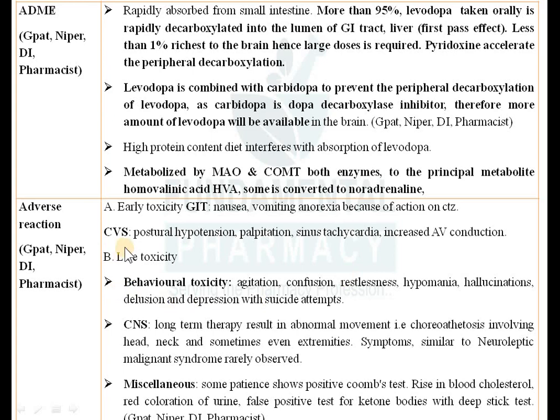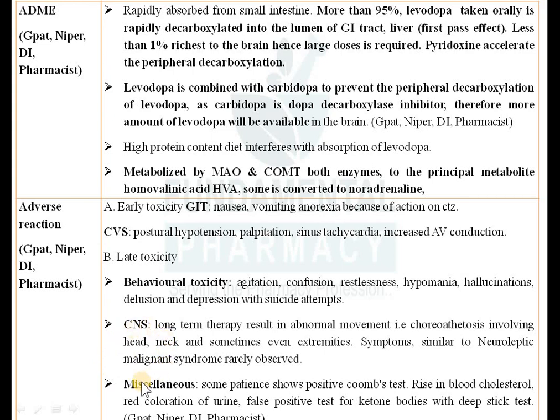Then on the cardiovascular system you will have postural hypotension. I said last time, if you change position, like lying down or sitting, you will have hypotension. That is postural hypotension. Then palpitation, sinus tachycardia, increased AV conduction. These are the early signs and symptoms of adverse drug reaction. Then in late toxicity you will have behavioral effects: agitation, confusion, restlessness, hypomania, hallucinations, delusions, depression, and suicidal attempts. That will be late behavioral toxicity.